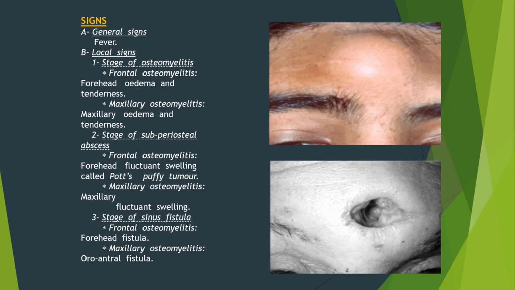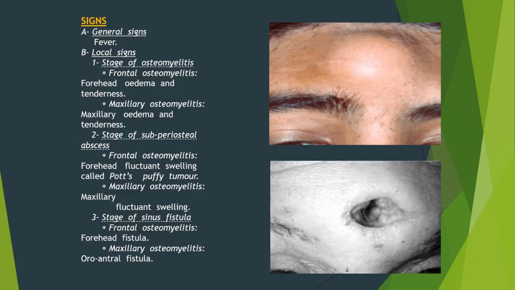By examination, we will find generally the fever, and by local examination, during the stage of osteomyelitis, frontal osteomyelitis will show forehead edema and tenderness. Maxillary osteomyelitis will show maxillary edema and tenderness. And then, in the stage of subperiosteal abscess, the frontal osteomyelitis will show fluctuant swelling called Pott's puffy tumor. And in maxillary osteomyelitis, you will see a fluctuant swelling.